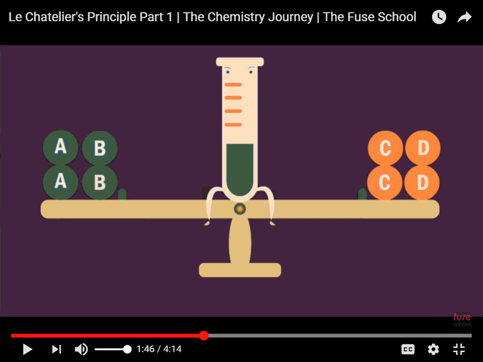So too many products. Oh no, I've got to get rid of them. Which way do I shift? To the reactant side, towards the left, to say products react in the reverse direction. So that means a shift left. Equilibrium shifts to the left.